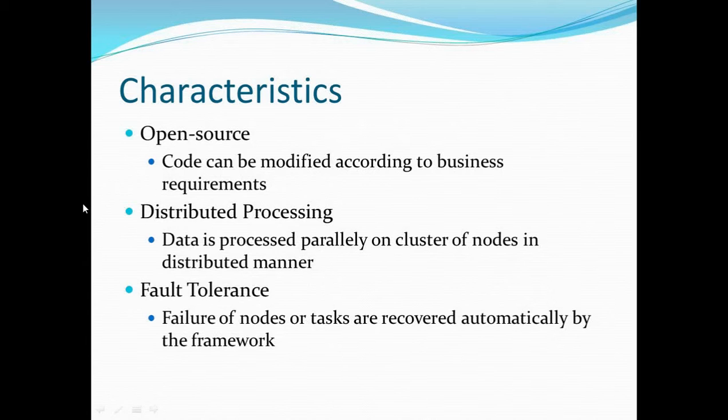The next thing is distributed processing. Data is processed perfectly on a cluster of nodes in a distributed manner. Fault tolerance. We have seen distributed processing in quite some detail. Fault tolerance also we have seen in quite some detail. So failure of a node or task is recovered automatically by the framework. If, say, any of your tasks breaks down, it will be rescheduled to some other node. If your node is down, that particular node's work is scheduled to some other slave. So the overall framework of Hadoop is very much fault tolerant.